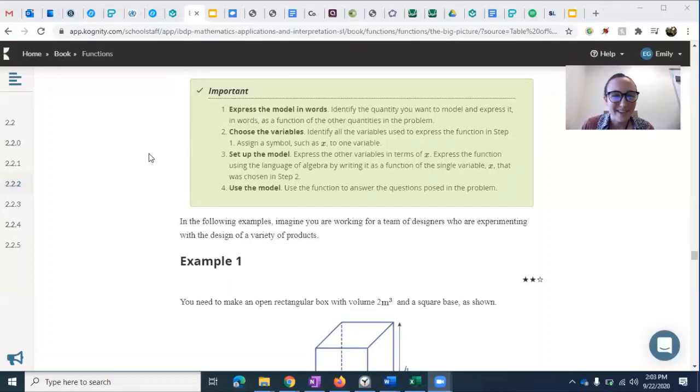And now you can see my face. Okay, I'm going to talk you through one example of how we might do mathematical modeling.